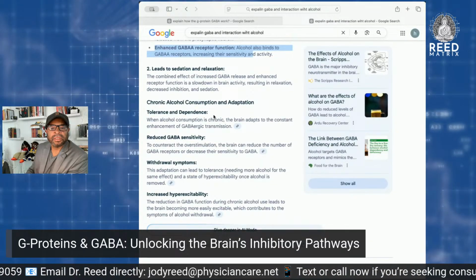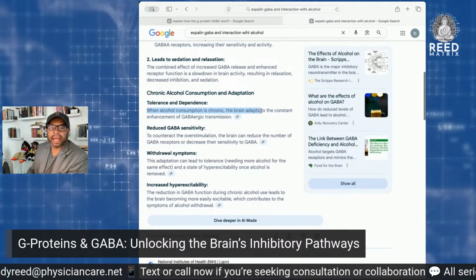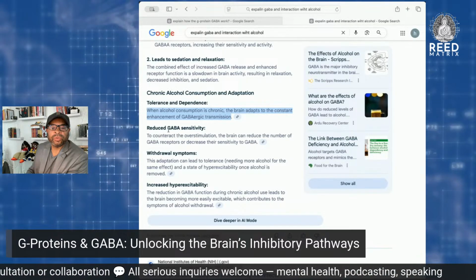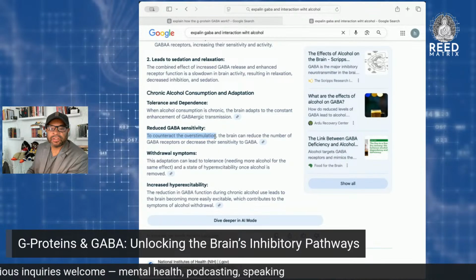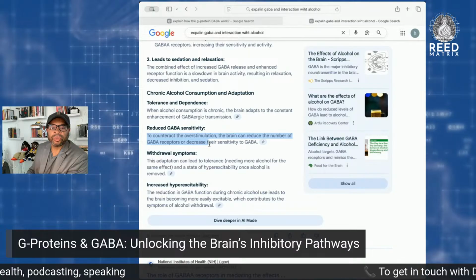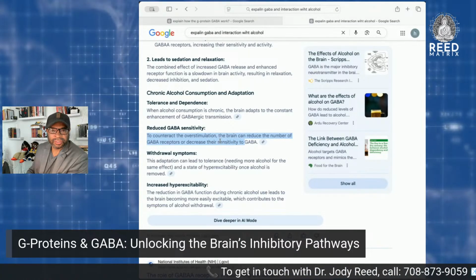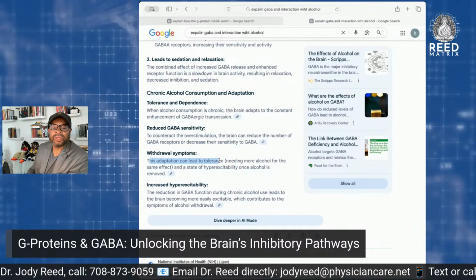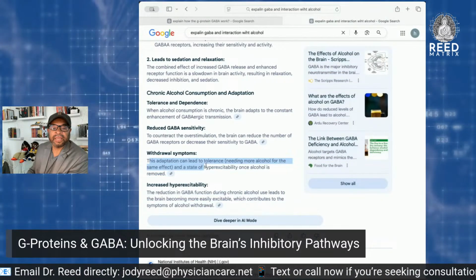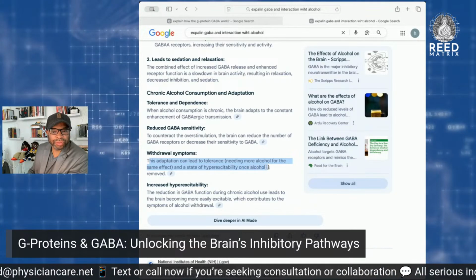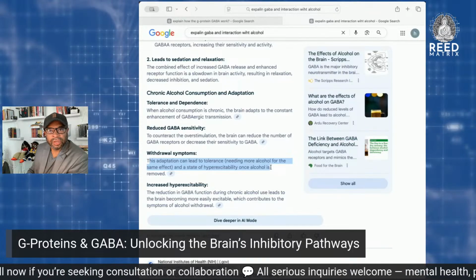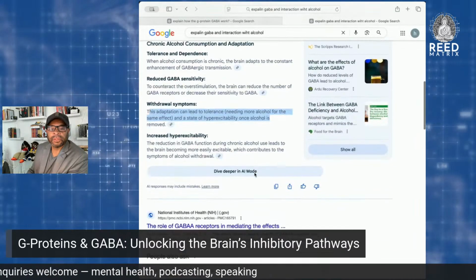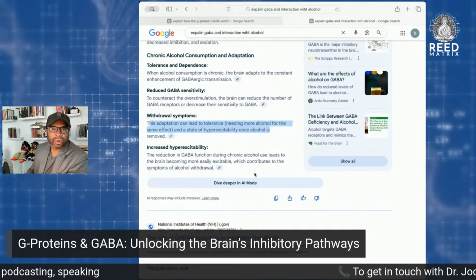Chronic alcohol consumption. When the alcohol consumption is chronic, the brain adapts to the constant elevation of GABAergic transmission. All right, to reduce GABA sensitivity, to counteract the overstimulation, the brain can reduce the number of GABA receptors to decrease their sensitivity to GABA. Yeah, decrease GABA receptors. So overall, you have a decreased ability to inhibit things, withdrawal symptoms. This adaptation can lead to tolerance, needing more alcohol for the same effect, and a state of hyperexcitability once the alcohol is removed, because you've downregulated a significant number of the GABAergic receptors. So now there's an imbalance between glutamate receptors, which are excitatory, and GABAergic receptors, which are inhibitory. So we need to, at times, give medications and things like that to prop up the activity of GABA.